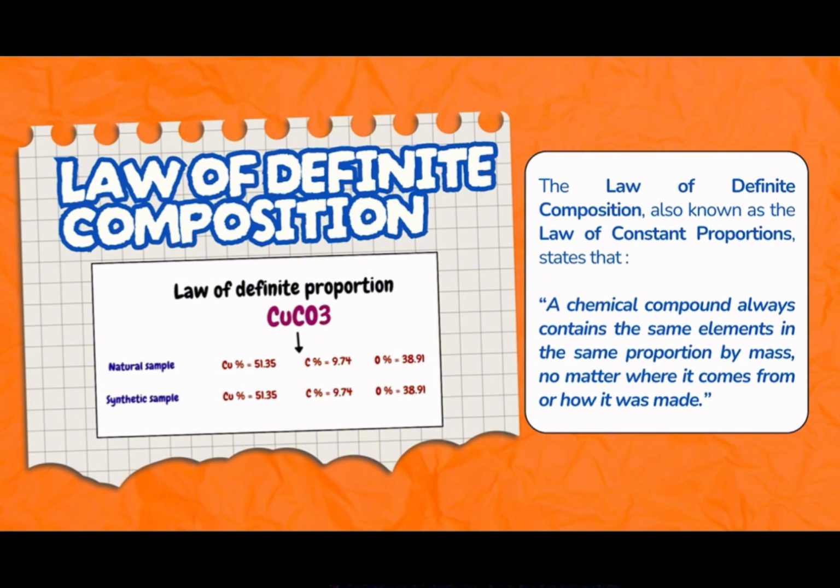it was made. This means that if you have a pure sample of a compound, say copper carbonate or CuCO3, it will always be made up of 51.4% copper, 9.7% carbon, and 38.9% oxygen by mass. So it doesn't matter if the sample comes from nature or a lab experiment, their ratio never changes. It's like baking a cake: whether it is small or a big wedding cake, the recipe ratio must stay the same or it won't taste like the same cake.